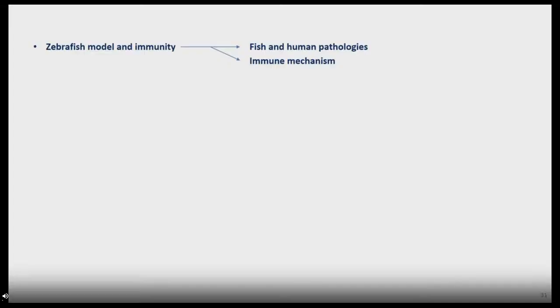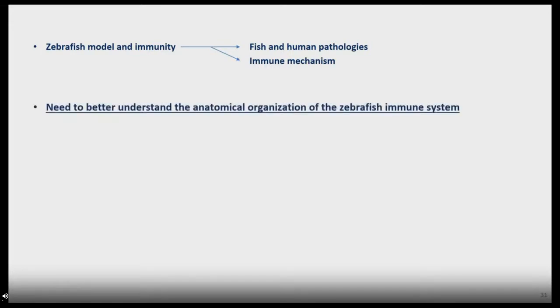So okay, now let's go to the other parts. One of my research topics is to look into the immune system of the fish and its organization. The zebrafish model is heavily used to study immunity, fish and human pathologies, and immune mechanisms, but there is still a huge need to better understand the anatomical organization of the adult zebrafish immune system.